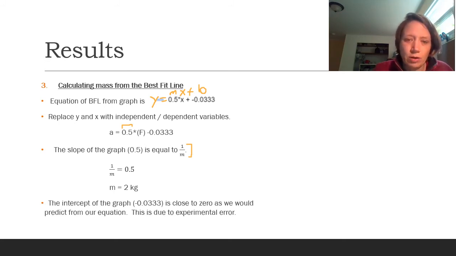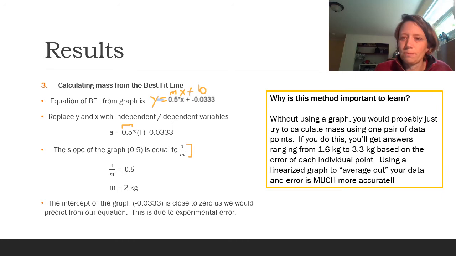Incidentally, the intercept, or the b value of this graph, was negative 0.0333. We were expecting it to be 0. It's not quite, but that's pretty darn close to 0. So what's happening here is our error in our data points just caused my intercept to be off a little bit. So that is due to experimental error, and it's pretty close to 0.